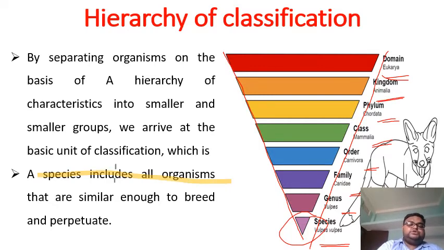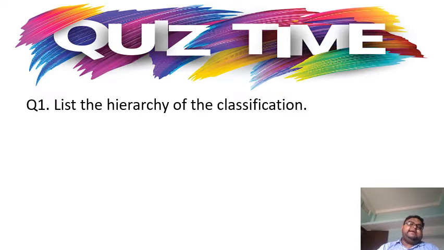A species includes all those organisms that are similar enough to breed and perpetuate. In other words, a species includes all those organisms that can mate among themselves and produce fertile offspring. Right, students? Now let's go ahead. So here is a question: can you list the hierarchy of the classification, students?